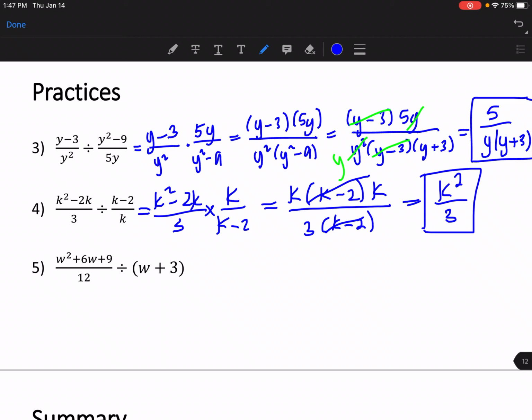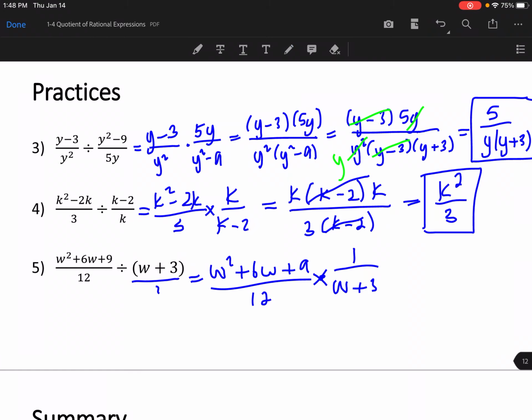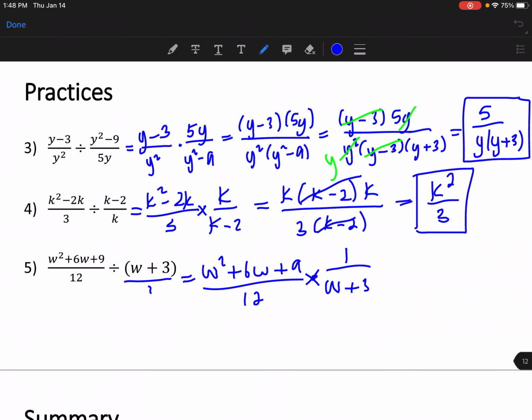And then our last one, I have w squared plus 6w plus 9 all over 12 divided by w plus 3. Again, when I have w plus 3, my denominator is 1 that we usually don't write right there. So I'm going to set this equal to w squared plus 6w plus 9 over 12 times, change my division to multiplication, flip it to 1 over w plus 3. Alright, and now we're going to see if we can factor this.